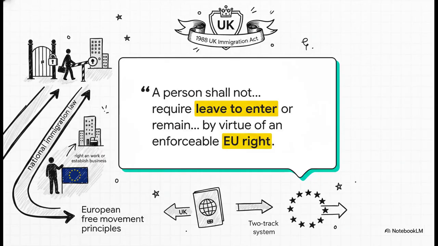And this right here is a pivotal moment. Section 7 wrote European free movement directly into UK law. It stated that nationals from the European community who were exercising their treaty rights, like working or starting a business, were completely exempt from UK immigration control. They did not need permission to enter or to stay. This is what officially created a two-track immigration system, one for Europeans and a different one for everyone else.